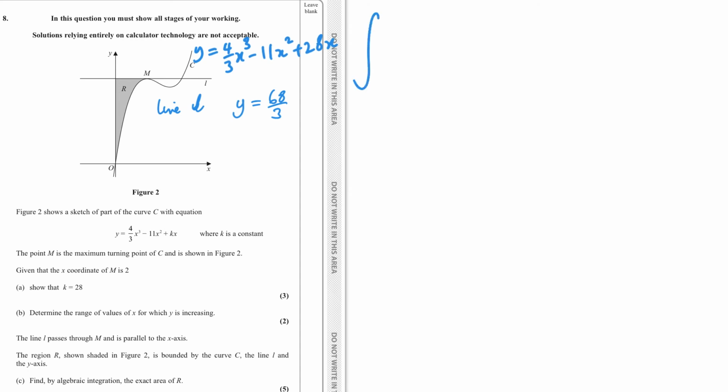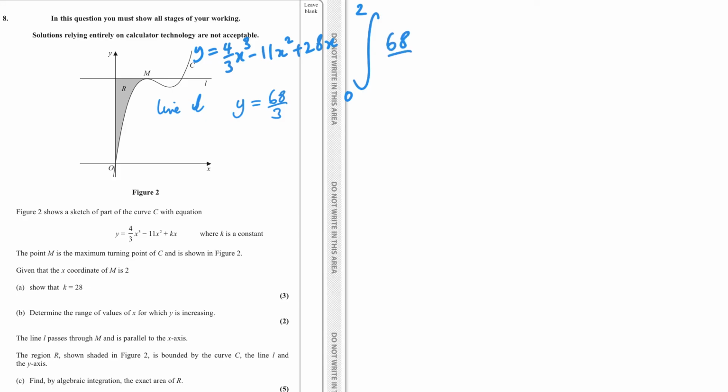So I'm integrating between 2 and 0, and I'm going to do a little bit of a shortcut here because I want it in between this line and this curve. This line is on top, it's above my region, so it's between this one and this one is the lower part. What I'm going to do is this line take away this line, so it's a little bit of a shortcut.